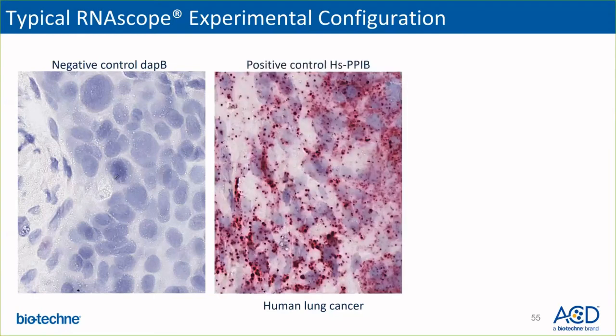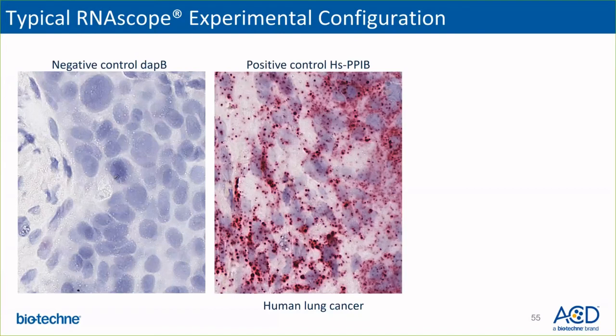This panel has the sample stained with our positive control probe for the housekeeping gene PPIB. As observed with this sample, you see fairly uniform detection with the positive control probe, indicating that the RNA quality is good. Certain tissues may express the positive control probe at a higher or lower level, but in general, you want to see expression throughout the sample.